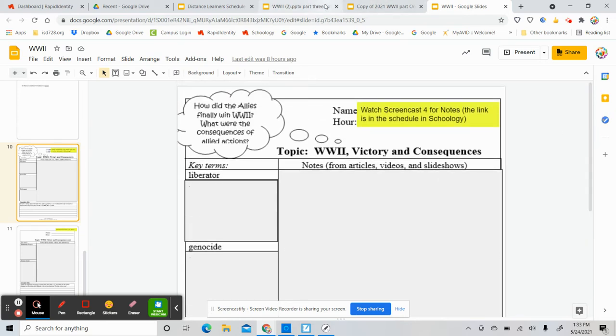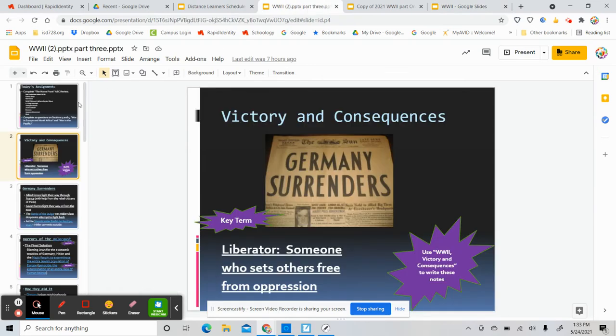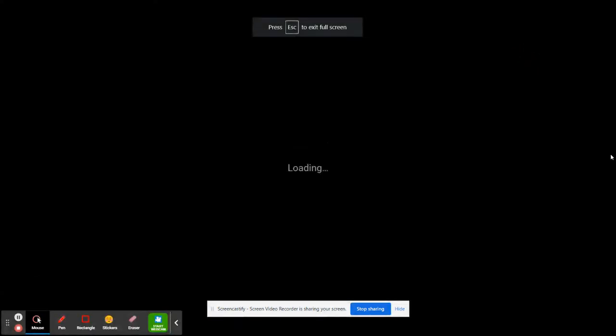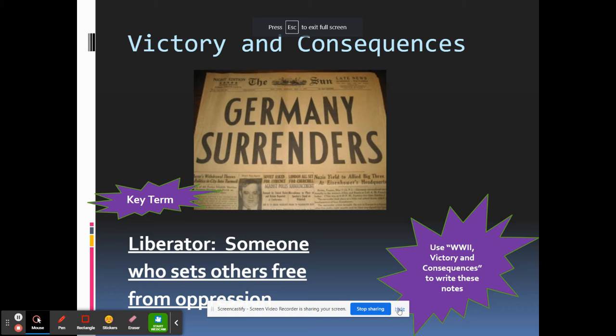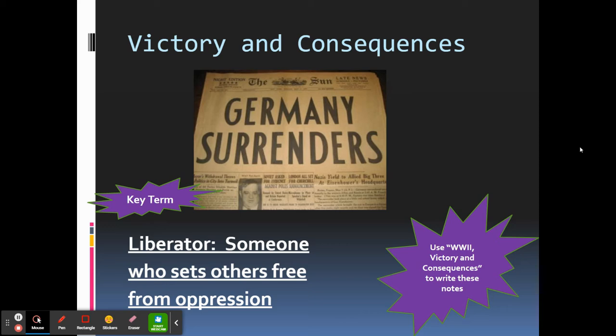Okay, so let's go back to these notes. Let me make sure that we're in the right ones. Yes, we are. So when we start with Germany surrenders, this newspaper here, I want you to know that liberator means someone who sets others free from oppression. Oppression would be like really harsh treatment, people who are controlled, who are abused. So a liberator, think of the word liberty, that means freedom. A liberator is someone who sets other people free. Okay, so that is one of the key terms that you need.